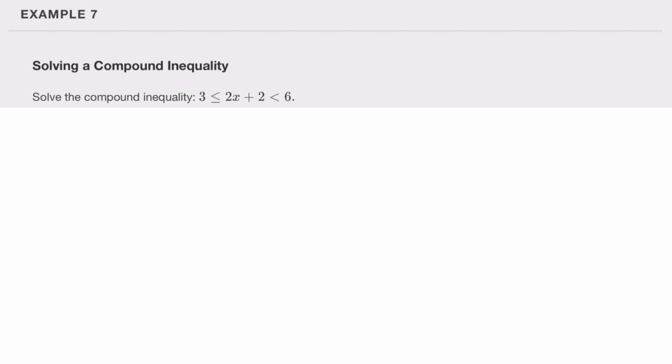Okay. So this is a compound inequality. We have 3 is less than or equal to 2x plus 2, which is less than 6. Basically, whatever we do to one part, we do to all 3 parts, right? And we're still trying to isolate the x. So first thing I'm going to do is subtract 2 from all the parts, all 3 parts.